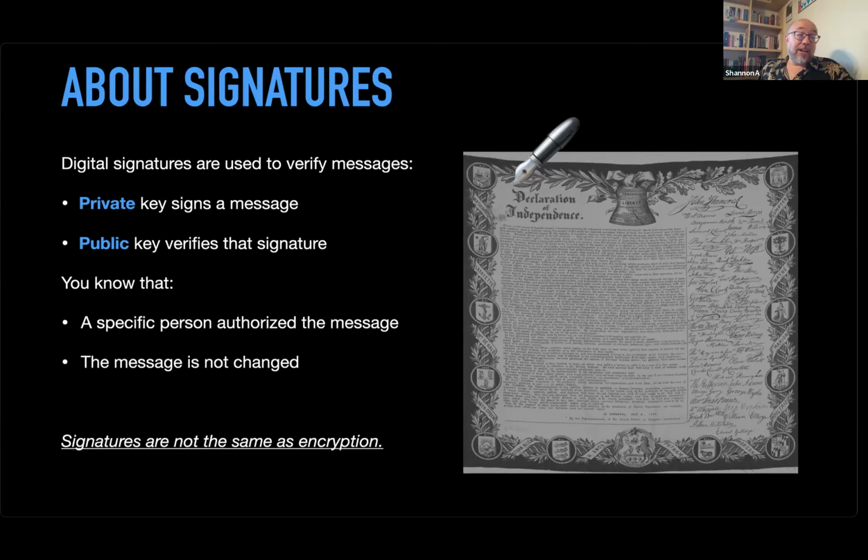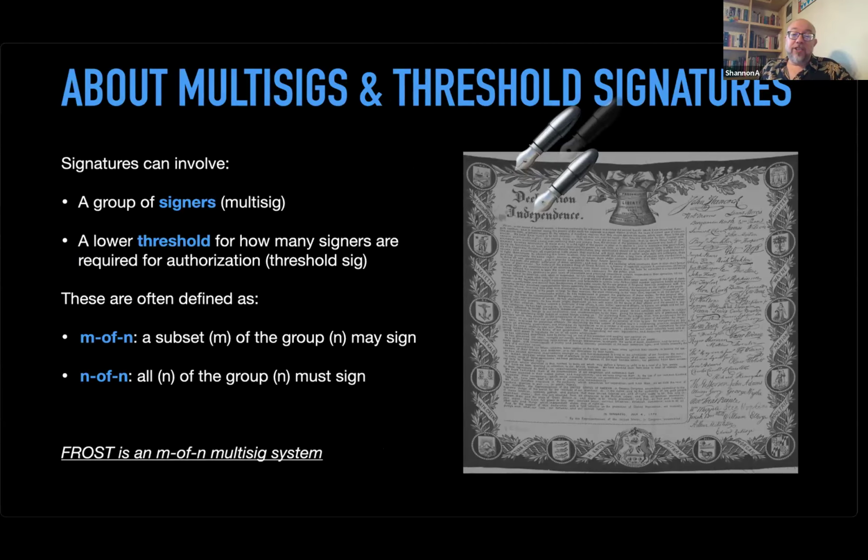So multi-sig, we all know that's a special type of signature that allows a group of people to all sign together. A threshold signature is a multi-sig where a subset of the group can sign for the group. So I have that labeled here as M of N, where a subset M of a group N can sign, not all the people.